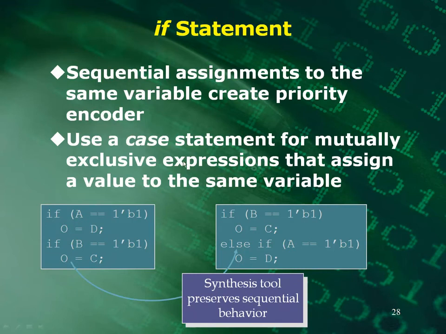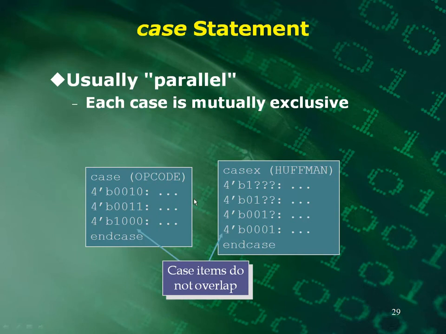You should use a case statement for mutually exclusive expressions that assign a value to the same variable. You can use case statements, and usually the case statements are what we call parallel, and that means that each case is mutually exclusive. So if you look at this particular case statement, here we have 2, 3, and 4. Each of those is mutually exclusive. Then we do something. And same thing here with this case X. These are mutually exclusive. They don't overlap.